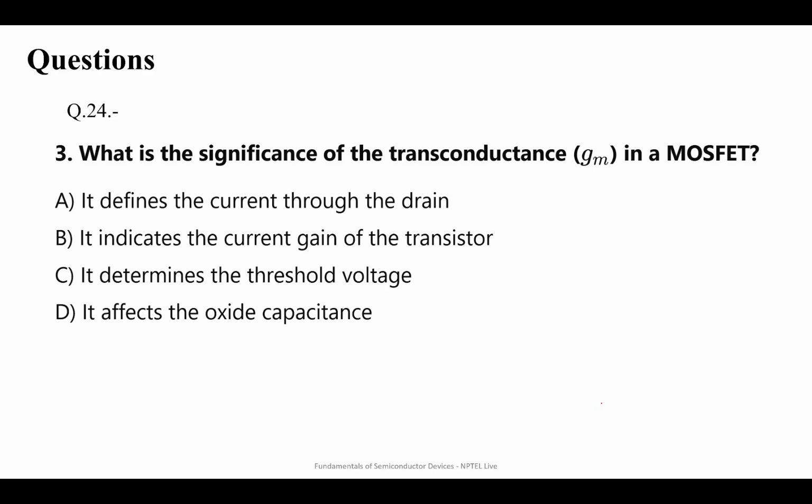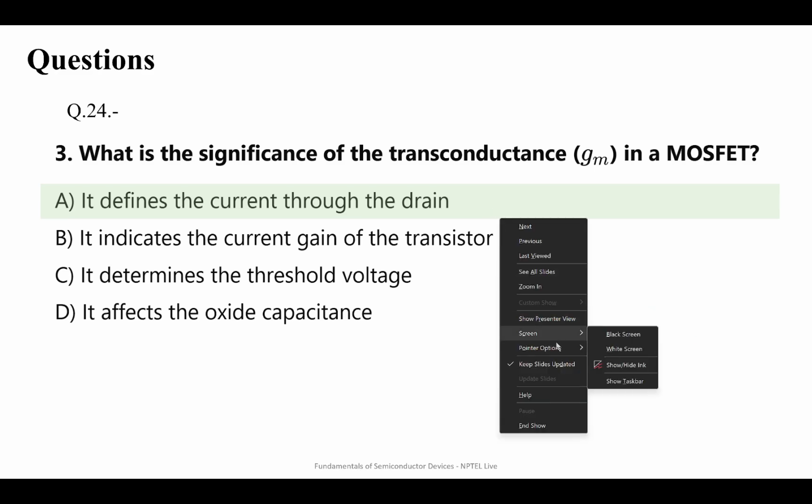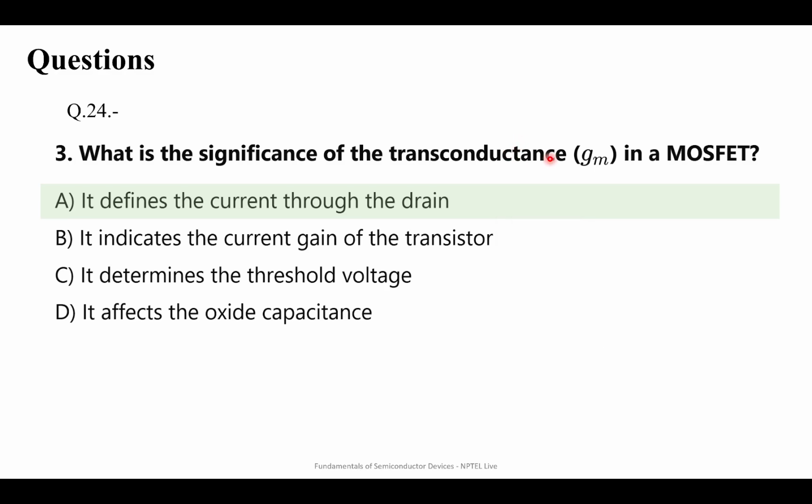Option B, sir. The answer to this would actually be: it defines the current through the drain. This is transconductance. Transconductance is basically the conductance of your drain channel, how effectively your gate is able to modulate your current in the on state.